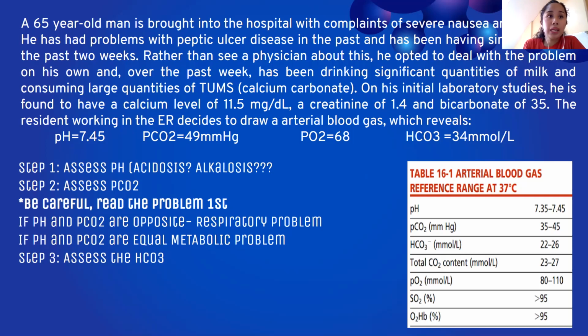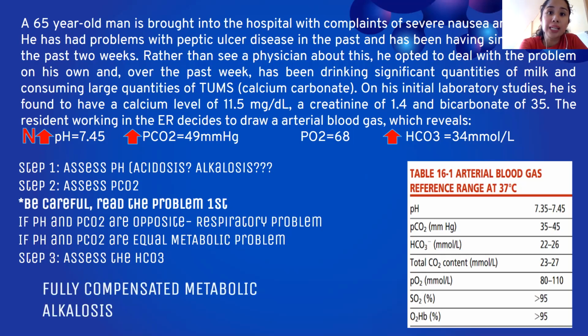Yan. So, assess the pH. So, apparently, guys, your pH is borderline mataas. Yan. So, pag normal to mataas, class, that's a sign of compensation. Okay? So, alkali siya. Tapos, be careful, read the problem first. So, mataas siya. So, most probably, metabolic, diba? So, the arrows are equally going to the same direction. So, metabolic siya. Your bicarbonate class is mataas. Yan. So, fully compensated metabolic alkalosis.